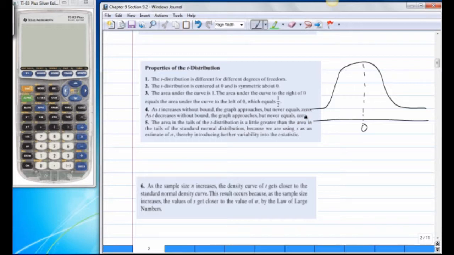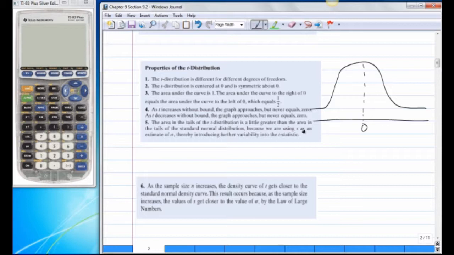So similar to the normal distribution. The area in the tails of the t-distribution is a little greater than the area in the tails of the standard normal distribution because we're using s as an estimate of sigma, thereby introducing further variability into the t-statistic. So the t-statistic you're going to find at the same level of confidence is going to be larger than the z-score at the same level of confidence. Okay, that's going to give you a larger margin of error so that you are accommodating that variability from your samples.